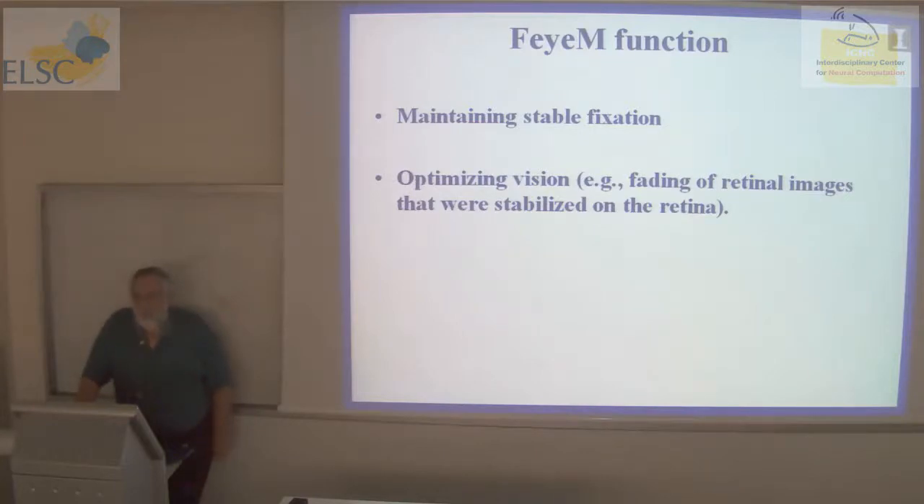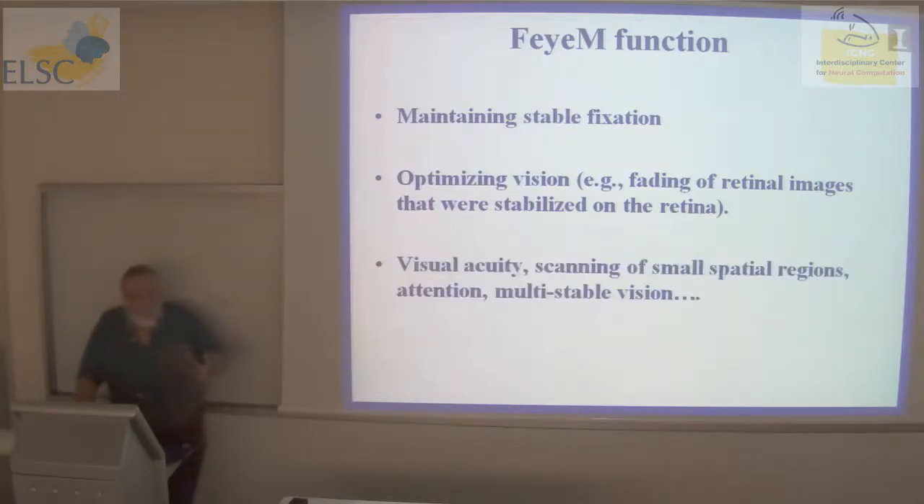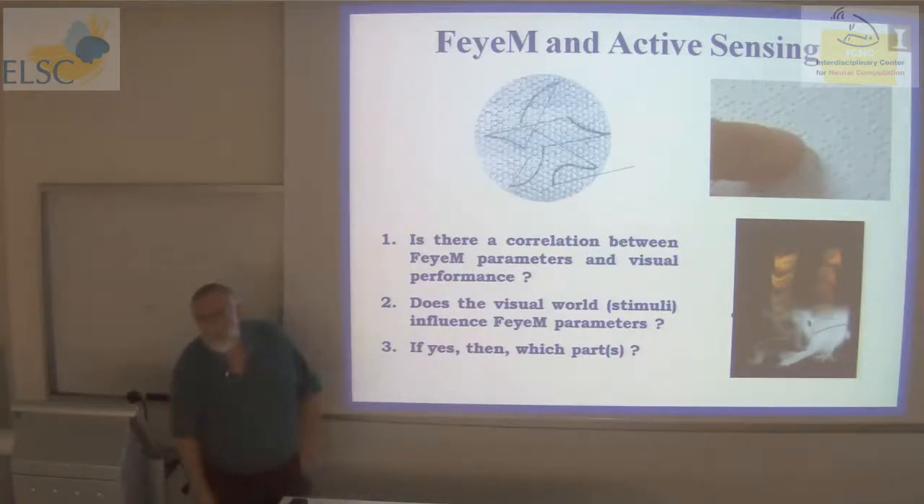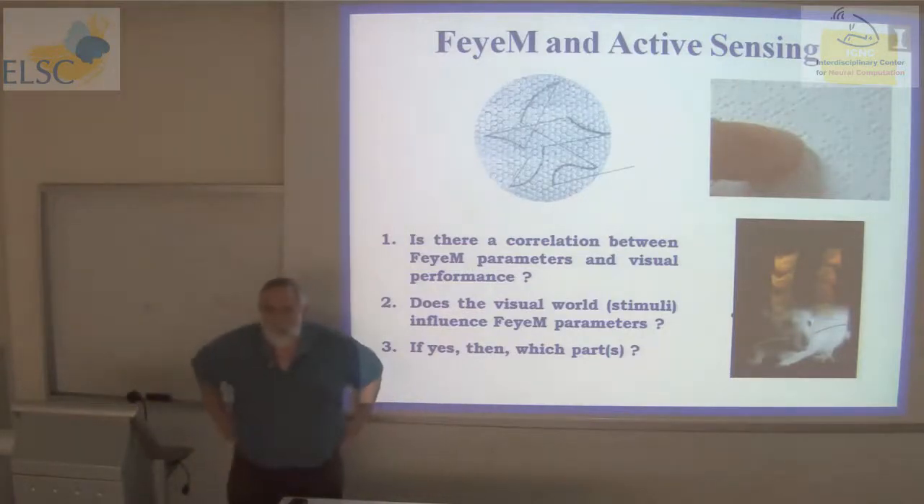Optimizing vision against fading of the retinal image that is stabilized on the retina is another thing. Visual acuity, scanning of small spatial regions, attention, multistable vision, all of those things that people think fixational eye movement is related to, but none of it is really established. And the fixational eye movements are drift, tremor, and microsaccades.